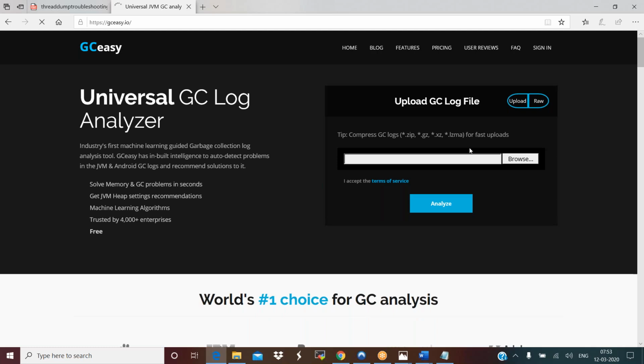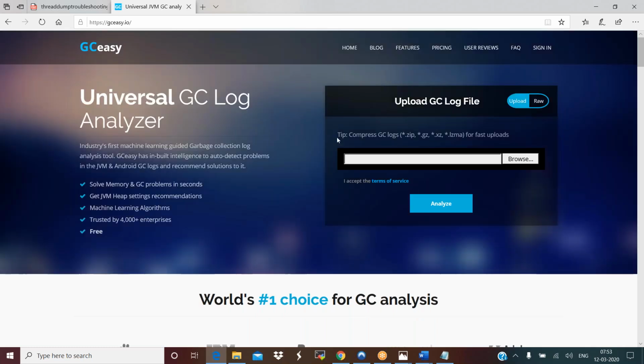Okay, so this is HeapHero and fastThread.io. This is gceasy.io. I don't have any GC log file here, but what you can do is bring the GC log file here, upload it, and click on analyze.